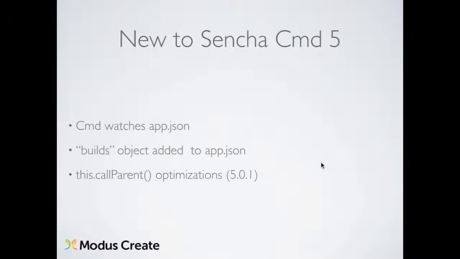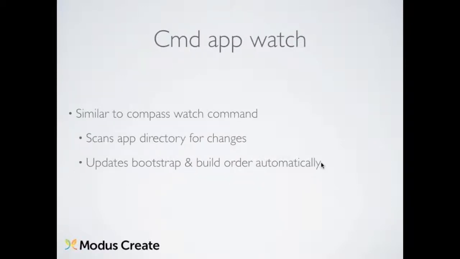So there are a few new features to Sencha Command that with 5.0 are extremely useful. The first thing is that Sencha Command watches app.json. I'll be demonstrating Sencha app watch in a second. The next thing is that there's a builds object which was added to app.json, and then there are some call parent optimizations which are supposed to be released in 5.0.1. I'll walk you through those in a second.